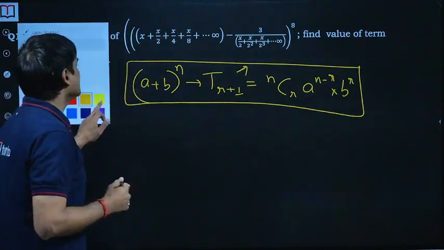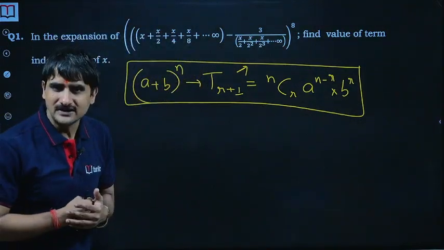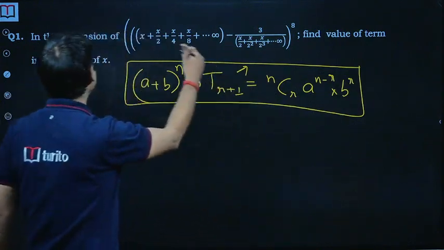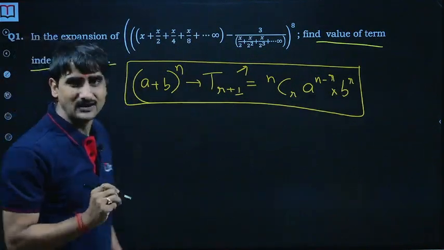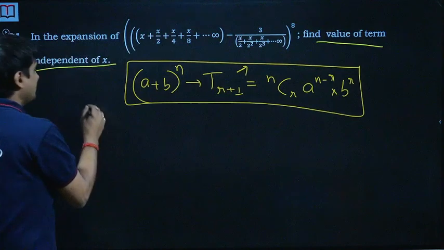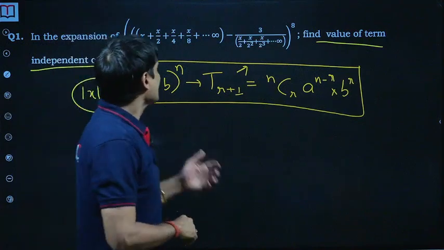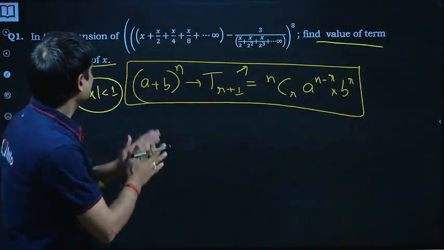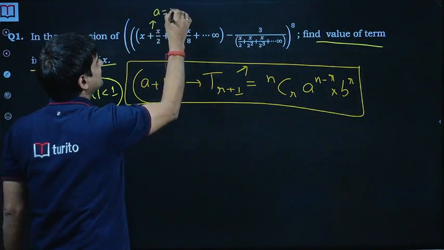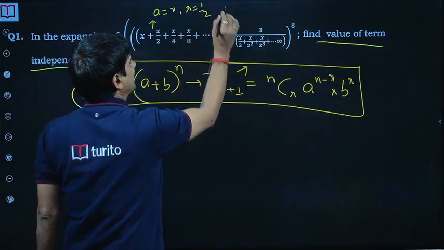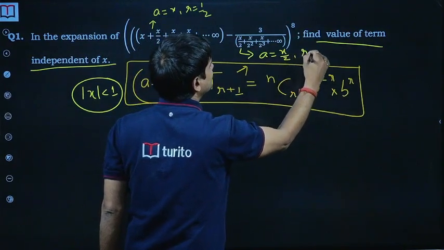So the type of questions which you may get is, see, I combined the GP, infinite GP and binomial here. So I said, okay, in the expansion, find the value of the term independent of x. Of course, I would have written that mod x is less than 1. I need to write it here. So now see, this is an infinite-term GP whose first term is x and common ratio is half. And here again, this is an infinite-term GP, first term is x by 2 and common ratio is again half.